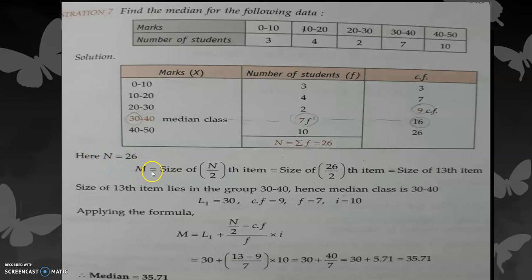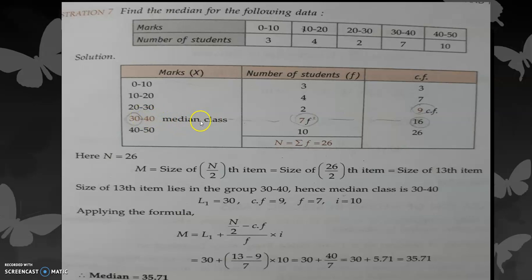Then the median is equal to size of the n by 2th item. So n is equal to 26 divided by 2. That means size of 13th item. And which is the 13th item? This is the 13th item. So the size of the 13th item lies in the group of 30 to 40. The 13th item lies here in 16, in this class interval 30 to 40. So children, this is the median class.